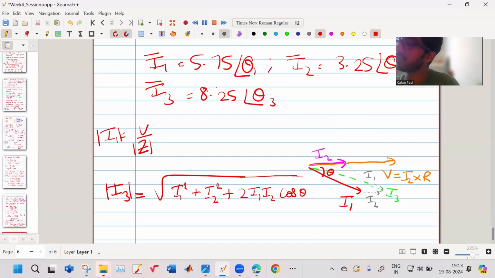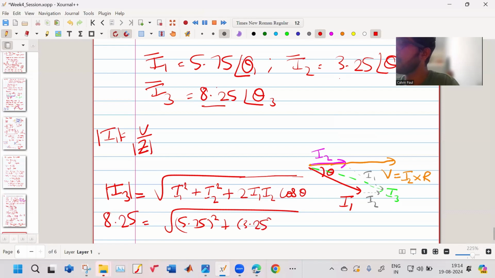So now, what do you know? I3 is your 8.25. So 8.25 is equal to the square root of 5.75 square plus 3.25 square plus 2 into 5.75 into 3.25 into cos theta. So can you find what is cos theta?